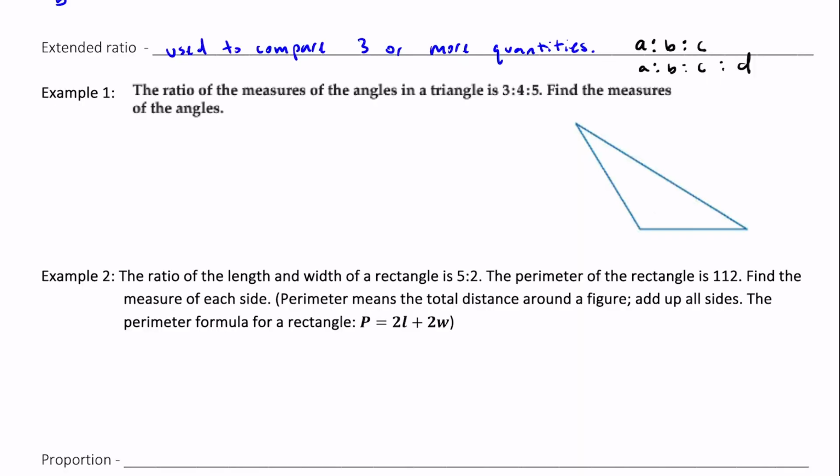Example 1. The ratio of the measures of the angles in a triangle is 3 to 4 to 5. So this 3 to 4 to 5 is an example of an extended ratio. Find the measures of the angles. So we need to slow down and take a look at what we're dealing with here. Number 1, we're dealing with a triangle. Number 2, we're dealing with angles of that same triangle. And number 3, our ratio of the measures of the angles in this triangle is 3 to 4 to 5, which is our extended ratio. Our goal here is to find the measures of the angles.